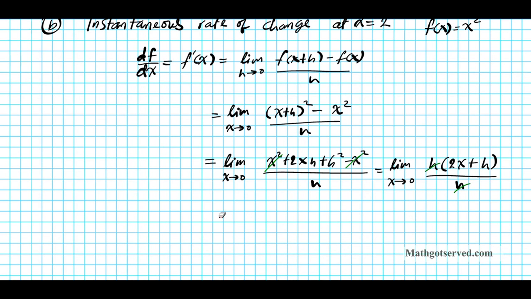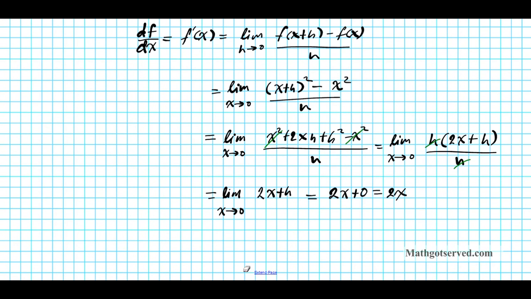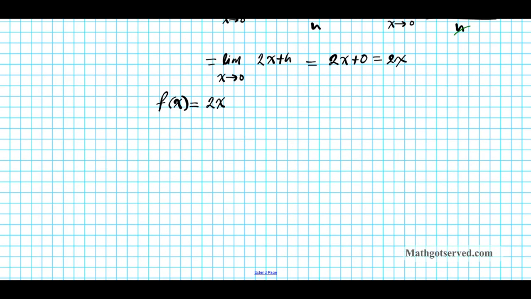Take out h. So now we're going to have the limit as h approaches 0 of 2x plus h. We can now input 0 for h into our function without any complications. So we have 2x plus 0, which is just 2x. So this tells me that the function that represents the instantaneous rate of change of the original function, f of x equals x squared, is 2x. Okay, so this is f prime of x.